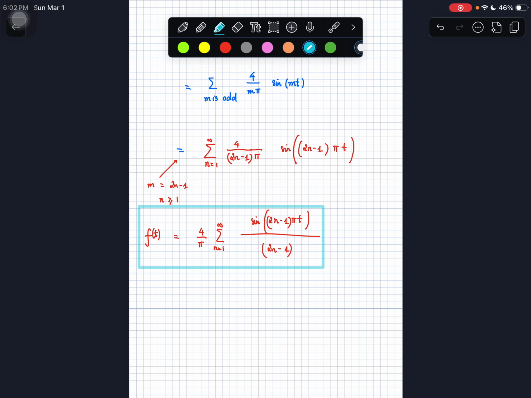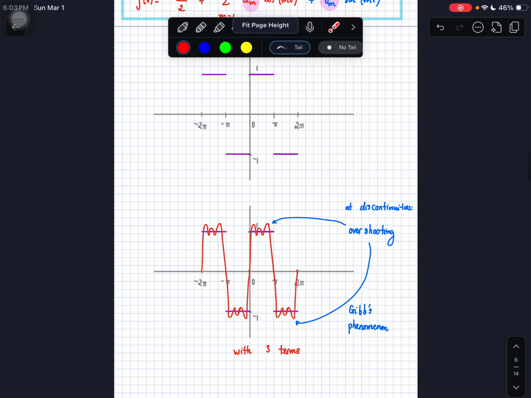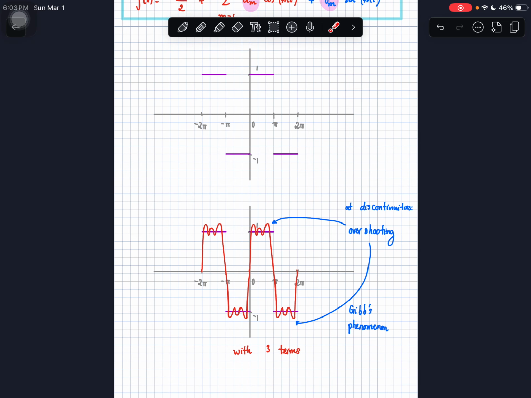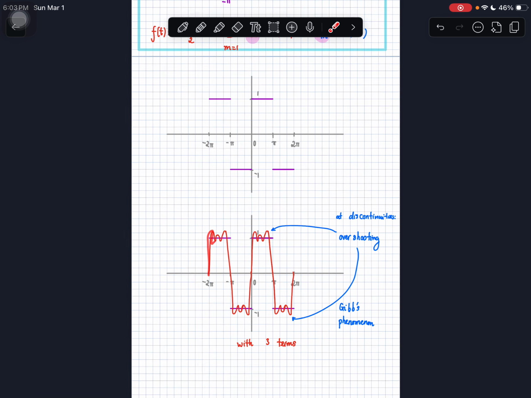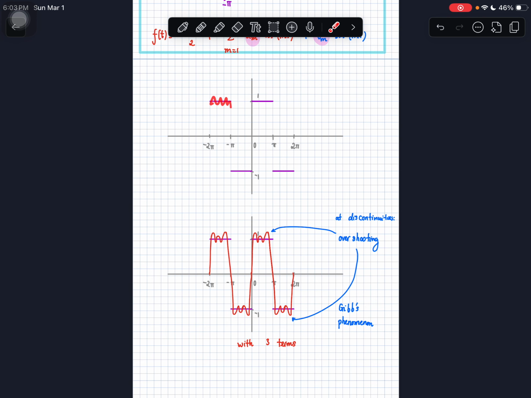We can graph the function for the first few terms of n. Here I draw the graph with the first 3 terms, and you see this is the approximation for this. It goes like this. And you see here we have the so-called Gibbs phenomenon, which is overshooting at the point of discontinuity. Just go a bit up and down, so overshooting at those points. And this behavior at the discontinuities is typical, and it is known as Gibbs phenomenon.